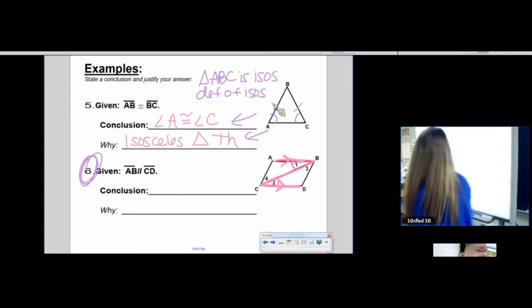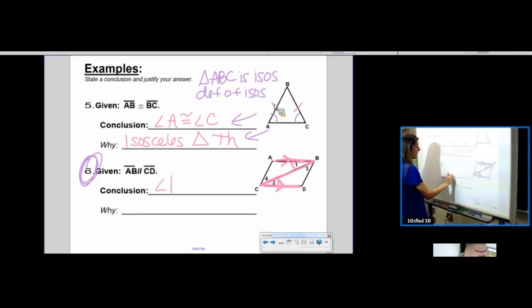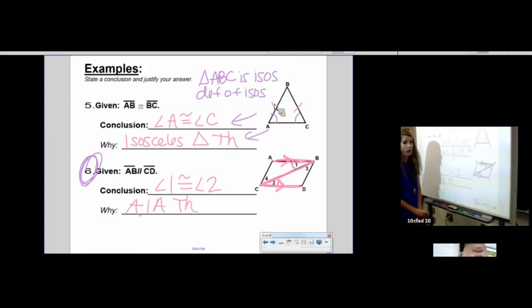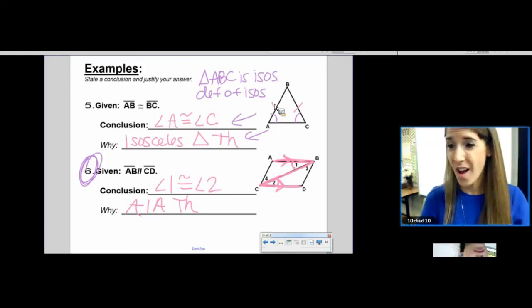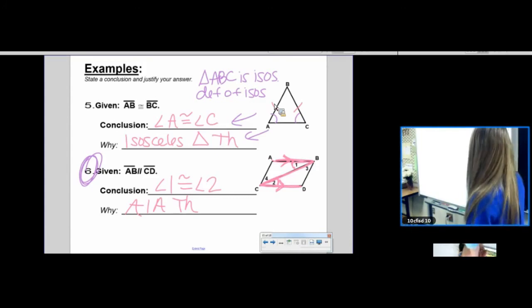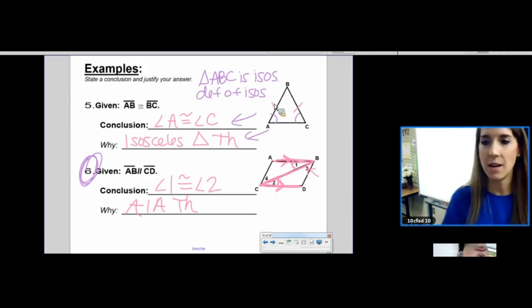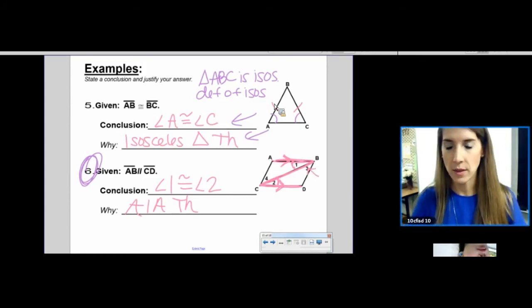So what can I conclude? Angle 1 is congruent to angle 2. What is my reason? Alternate interior angle theorem. How are we doing? Is that okay that it's not 3 and 4? See how 3 is outside of the letter Z? It's not even in my letter Z. So don't pick the wrong ones.